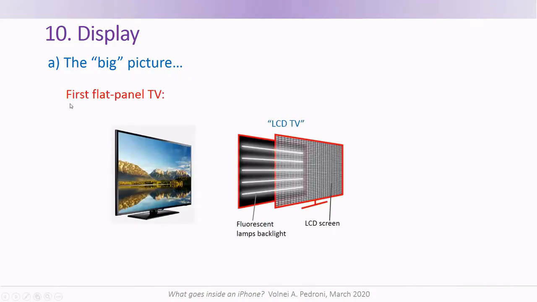As mentioned, the first flat panel TV was the so-called LCD TV. Because liquid crystal displays do not generate light, a backlight is then needed, which was produced then by fluorescent lamps, later replaced with LEDs. The 2 main components here then are the LCD and the backlight. These components, plus the main components of all displays that followed, are described next.